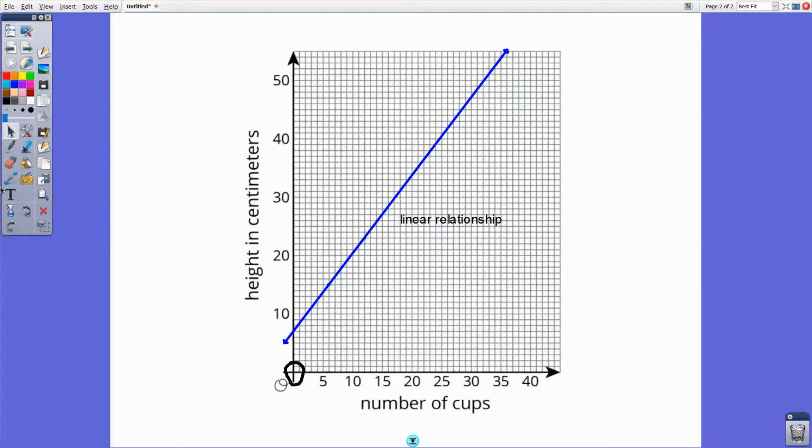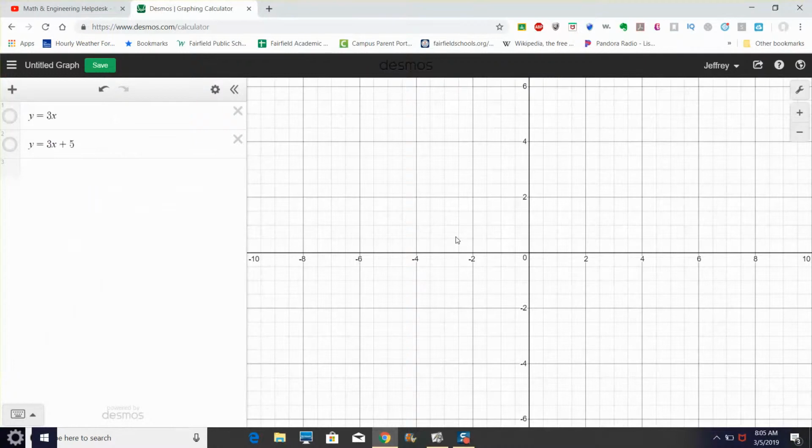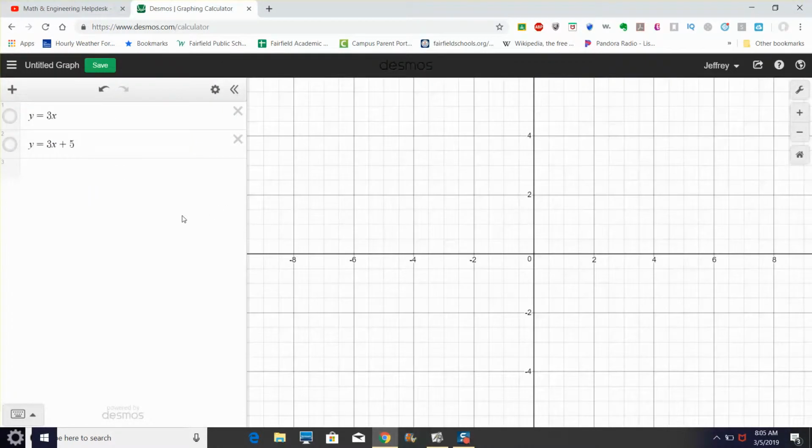So, last point I want to make is this. I'm going to use Desmos to show it. Okay, so let me go to my Desmos graphing calculator. So here I've got 2 equations in here, y equals 3x and y equals 3x plus 5. Notice the difference between these two. This is a proportional relationship which travels through the origin, just like this red line shows, whereas this one here doesn't travel through the origin, but it does travel through the y-axis at 5.